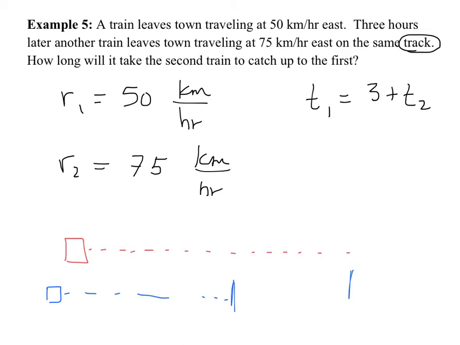It's closing that gap. When the gap is completely closed, when train two catches up to train one, how far will they have traveled relative to one another? How far will they have traveled relative to one another? Once the second train catches up to the first one.